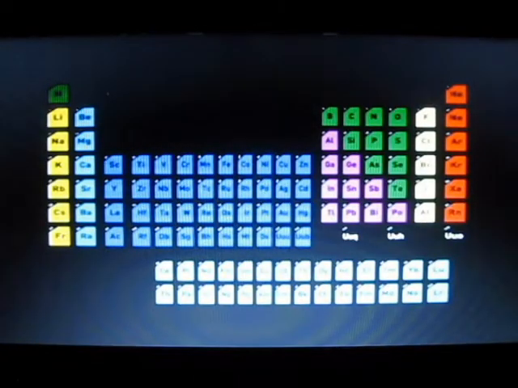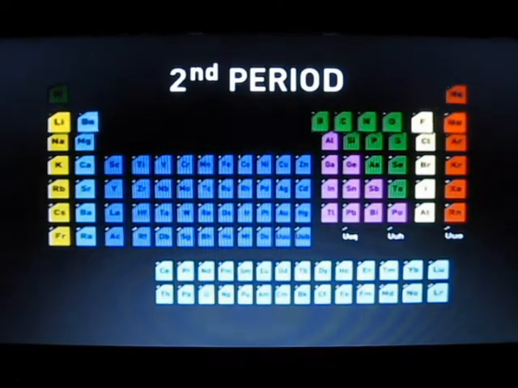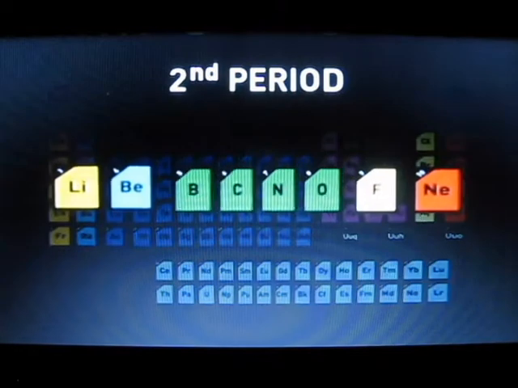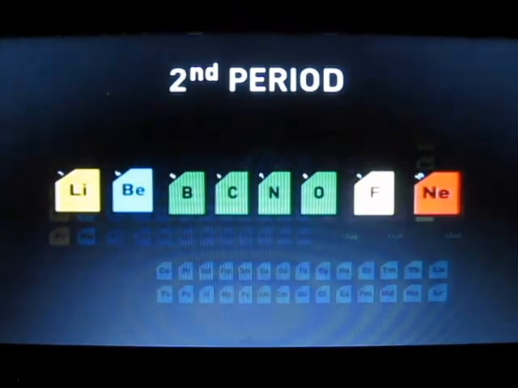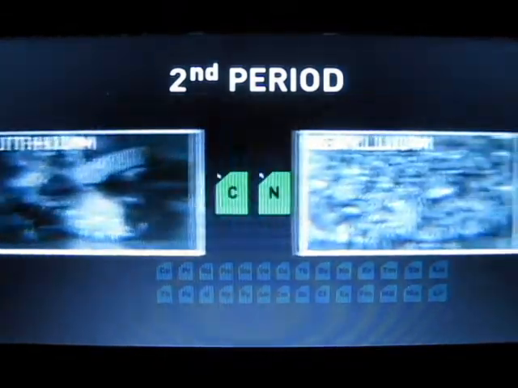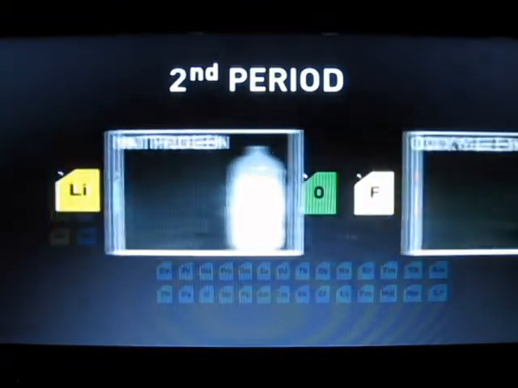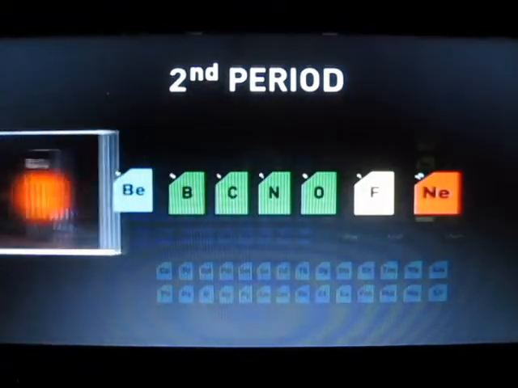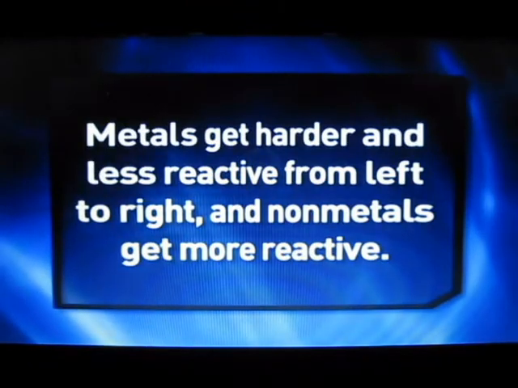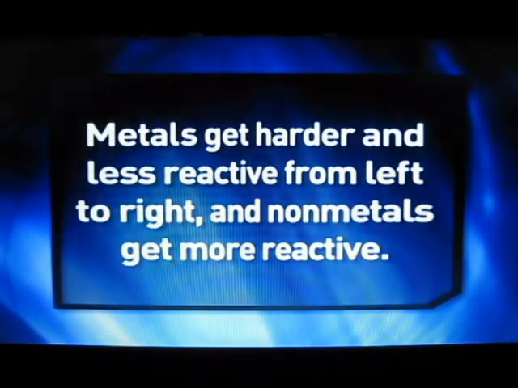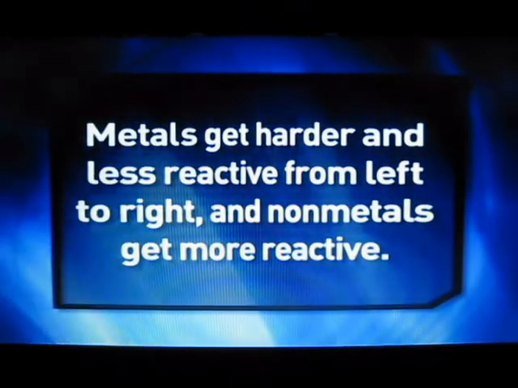Now let's look at the second period and how the properties of elements change across it. The trends we see in the second period generally hold across other periods too. The most obvious of these trends is a gradual transition from shiny, solid metals to gaseous nonmetals. Metals get harder and less reactive as we go from left to right across the table, and nonmetals get more reactive.